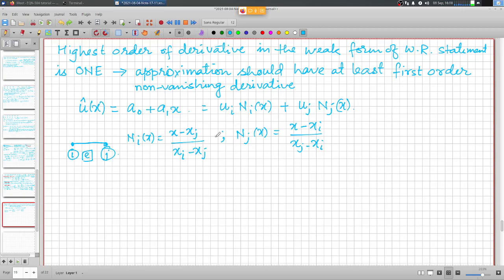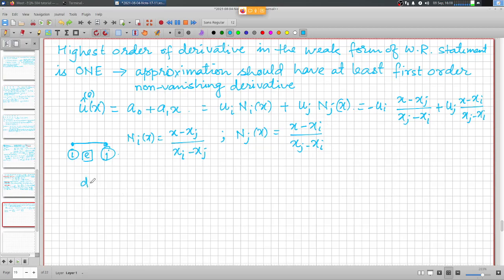So this we can substitute, and therefore we can write here within element E: u is equal to ui times (x minus xj) divided by (xi minus xj), plus uj times (x minus xi) divided by (xj minus xi).